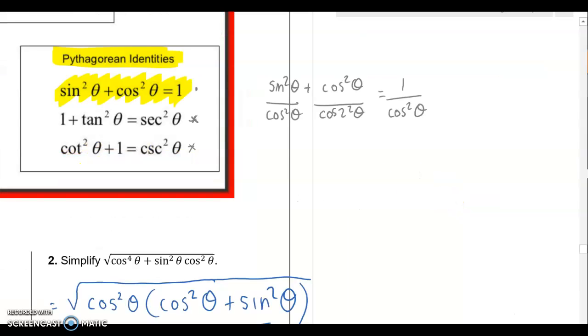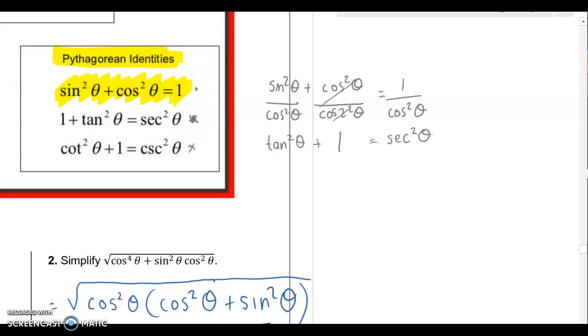So what we're going to have now is on the first term, sine squared theta on cos squared theta is tan squared theta. Because we know sine on cos is tan, so sine squared on cos squared is tan squared. Cos squared on cos squared theta, we cancel those out, and we end up with 1. 1 on cos squared theta is going to be sec squared theta, because we know from our identities that 1 on cos is sec. And that gives us our second rule there, guys.